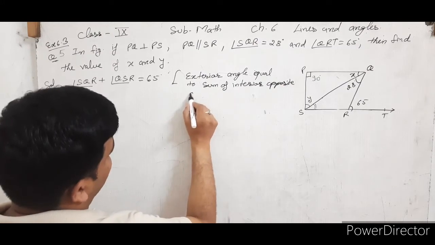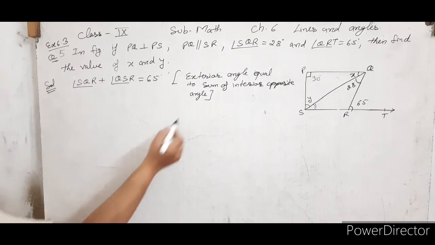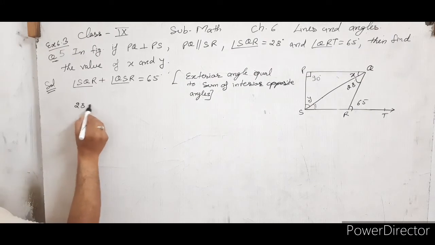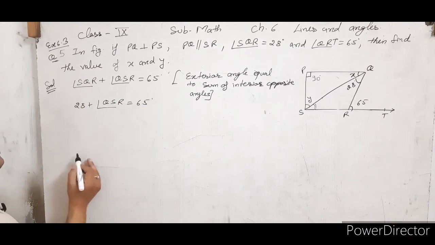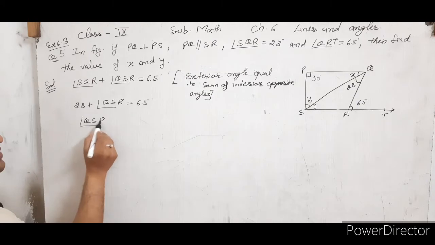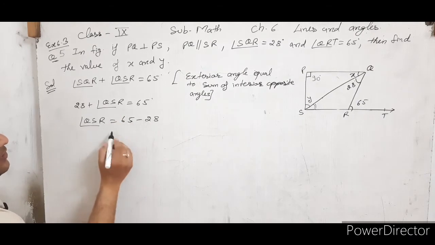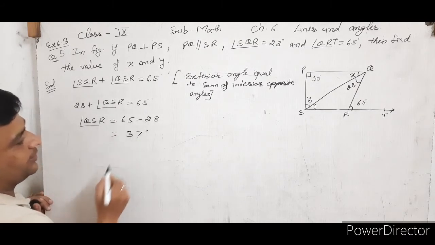We will use the property of the theorem we studied. Exterior angle is always equal to the sum of the interior opposite angles. So we can define angle SQR plus angle QSR is equal to 65. It's given as 28 plus angle QSR equals 65. That means angle QSR is equal to 65 minus 28. If we subtract, it will be 37 degrees.